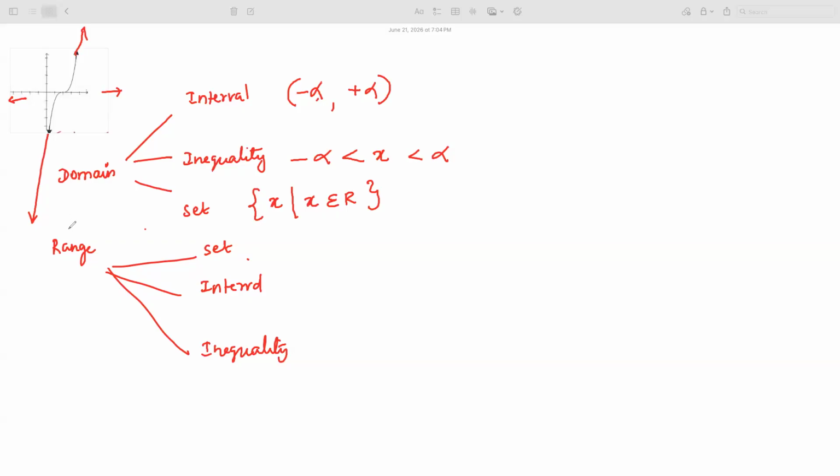Now coming to the range, again the same thing. Interval notation is minus infinity to infinity. Inequality notation is minus infinity is less than y is less than infinity. Set notation is y, since we are writing the range: y is an element of real numbers. Any questions, guys?